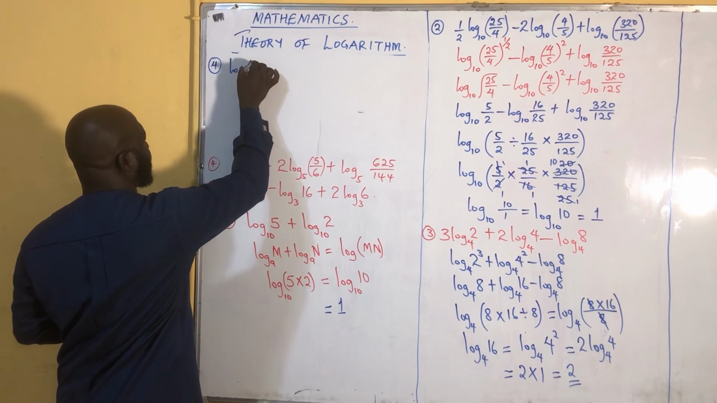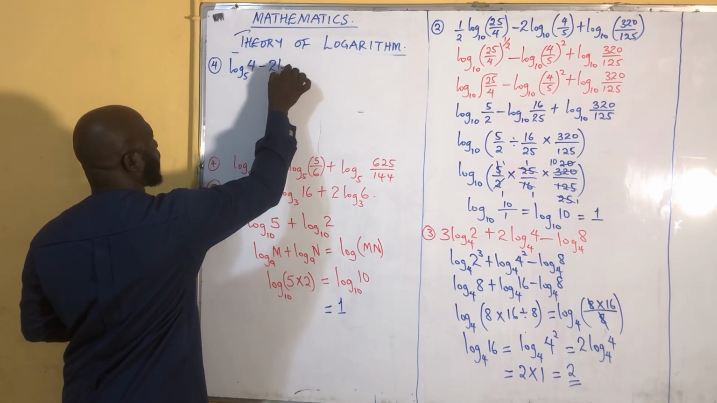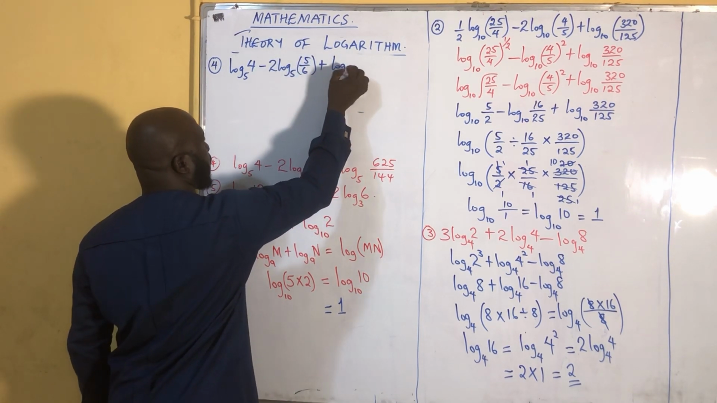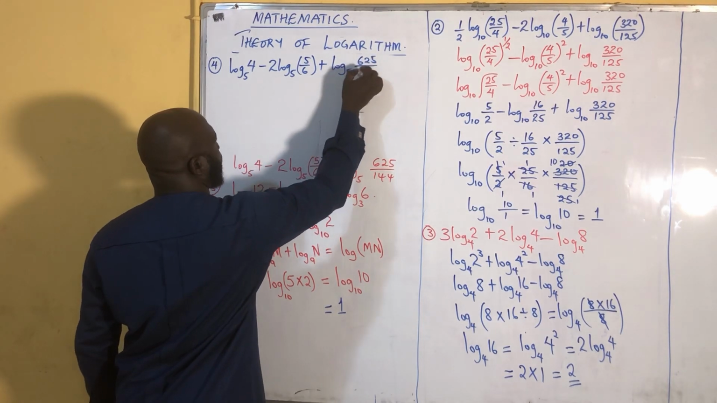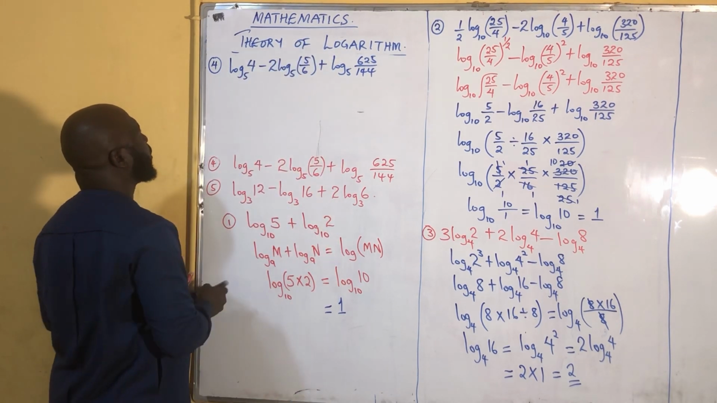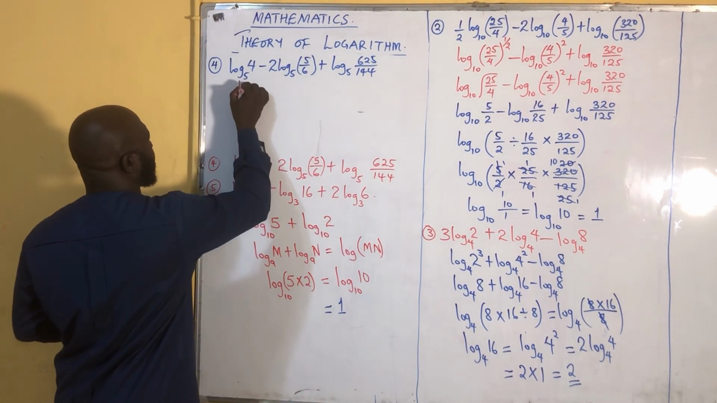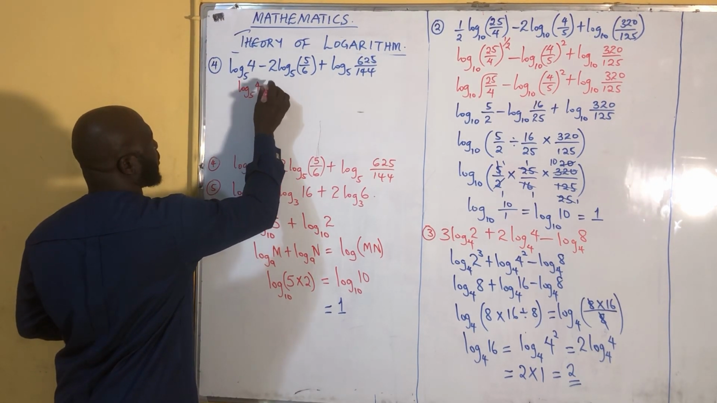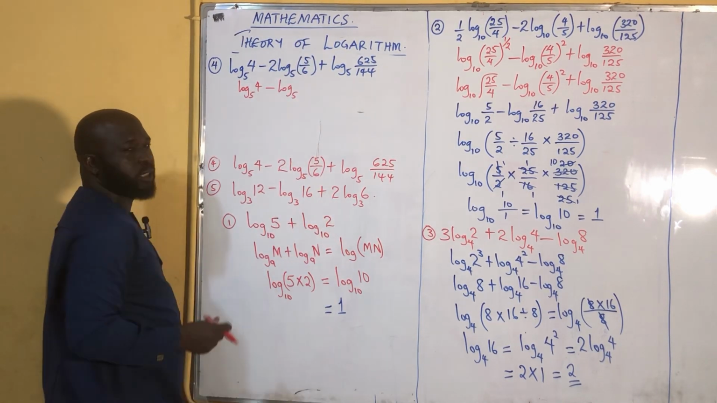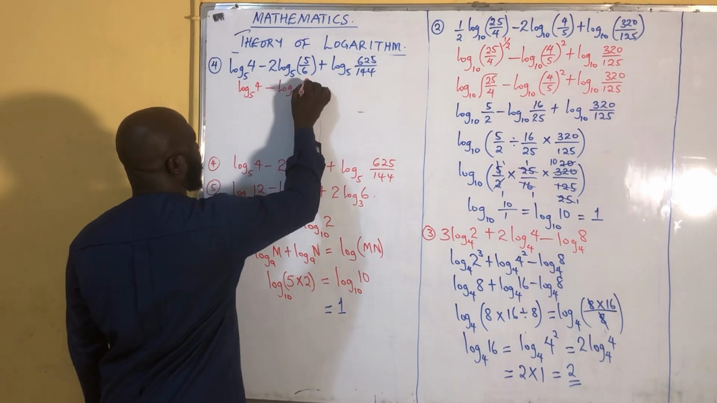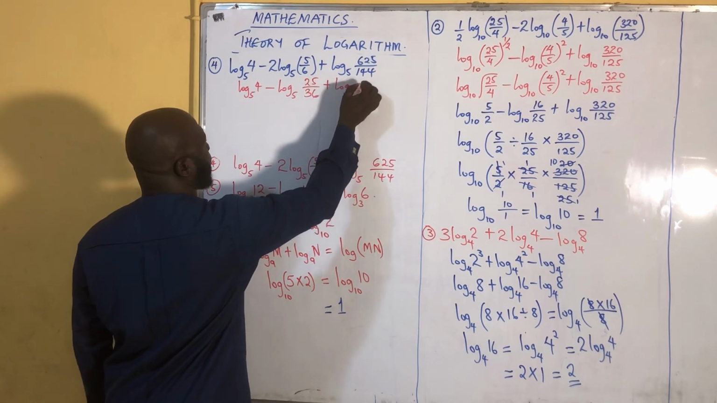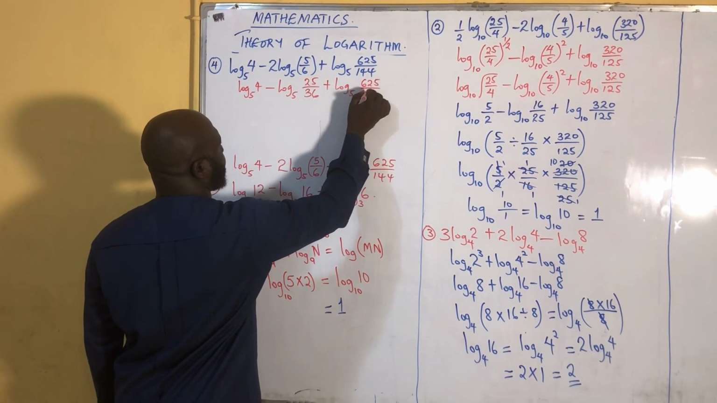Logarithm in base 5 of 4 minus 2 logarithm in base 5 of 5 over 6 plus logarithm in base 5 of 625 over 144. So this is the only thing we are going to move to this side. So this is going to give us logarithm in base 5 of 4 minus, if this gets back to this point, logarithm in base 5, it becomes a square, and that is going to give us 25 over 36, plus logarithm in base 5 of 625 over 144.